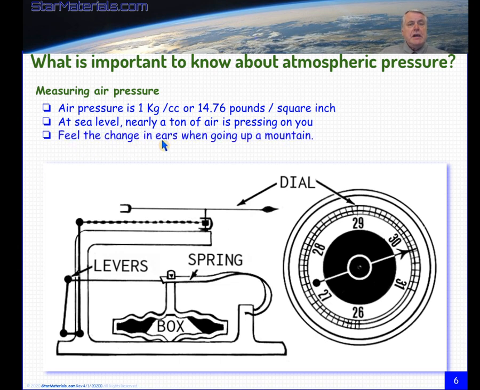You can feel the change in air pressure when you go up a mountain or you take off in an airplane. Your ears pop to balance out that pressure on the inner ear. And it's measured with a barometer, a barometric meter. And here's how one type works. There are several different. But you have a box here. Think of a pizza box.